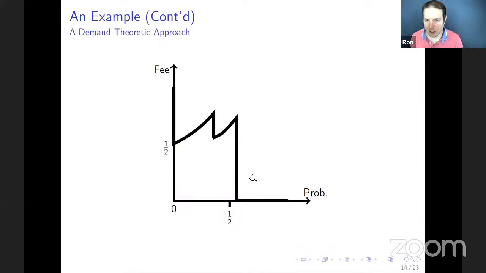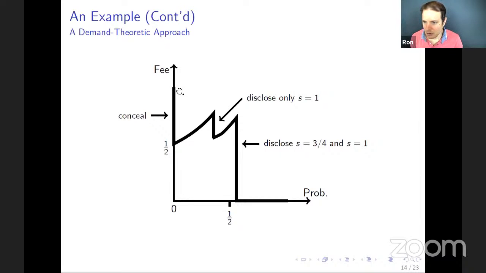So what would that look like graphically? Before, remember, we had just this one line that came all the way up to here, and then we had this. Now we have this intermediate region. What does this correspond to? Well, this part still corresponds to an equilibrium in which the agent doesn't reveal his score.